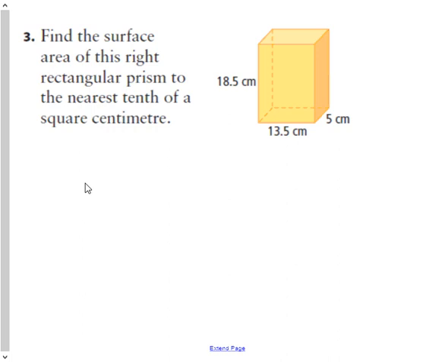Okay, this is grade 8. Today is March 3rd. We're working on surface area, focusing on two shapes, the rectangular right prism and the triangular right prism. The first question is question 3. It says find the surface area of this right rectangular prism to the nearest tenth of a square centimeter.